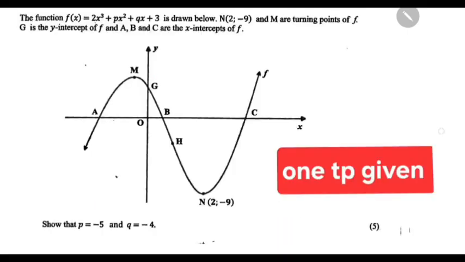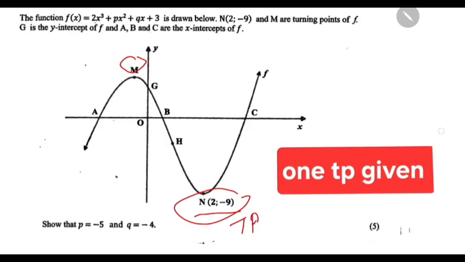Now this is the question. One turning point is given, so this is type 3. Must remember, I took this question from a previous exam paper, and it's a 5-mark question. The function f of x is equal to 2x power 3 plus px square plus qx plus 3, drawn below. This is the cubic function. N is the point 2 and -9. N and m are the turning points of this cubic graph.